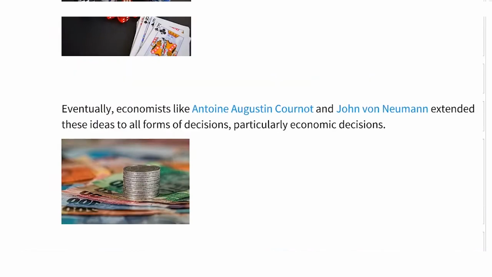Eventually, economists like Antoine-Augustin Cournot and John von Neumann extended these ideas to all forms of decisions, particularly economic decisions. Game theory officially starts with John von Neumann's 1944 book, Theory of Games and Economic Behavior, where the term game theory was coined and the axioms of game theory were determined, establishing it as its own field.